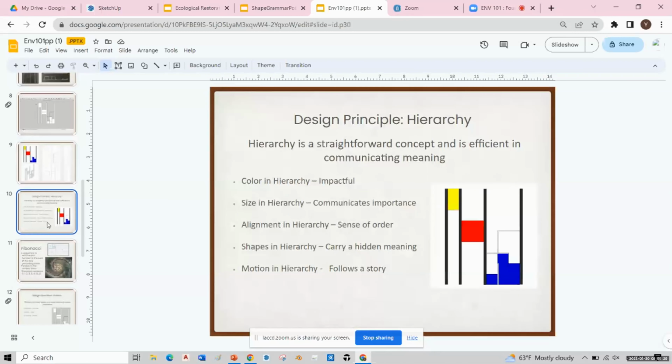I wanted to explore hierarchy because it's effective in communicating meaning. If you add a color, it's impactful. Using size communicates importance. It also gives you a sense of order. It carries meaning, and it allows for a story.